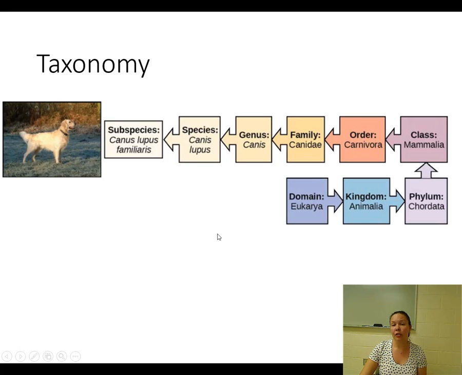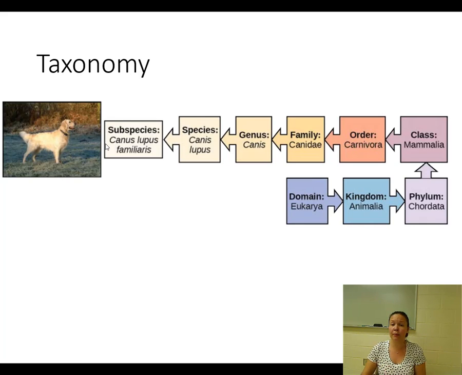Taxonomy is the way by which we call organisms what they're called. So here we have a specific type of dog, and its specific name is Canis lupus familiaris. When we look at taxonomy, that's the specific scientific name for this particular breed of dog. And how we look at that organization is again from top to bottom, starting with the domain and going all the way to the bottom to the species and subspecies.